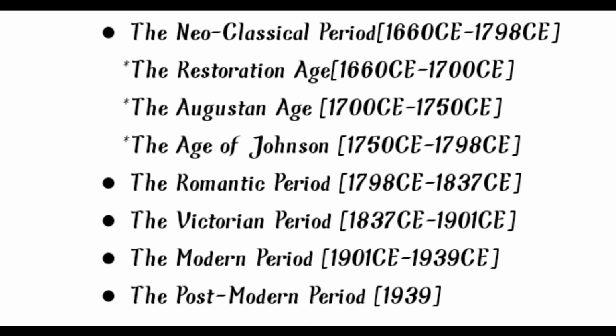The Victorian period ran from 1837 to 1901. In this period, we have Charles Dickens, and some of the Victorian women novelists as well, such as Jane Austen, Charlotte Bronte, etc. Then we have the Modern period, which ran from 1901 to 1939. In this period, we have writers such as T.S. Eliot, W.B. Yeats, etc. Then the last period is the Postmodern period, which runs from 1939 till now.